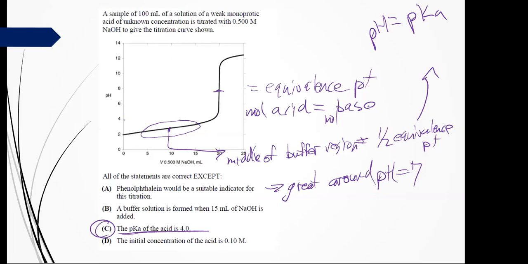Now, I have a question. Why, taking the negative log of the 10 to the negative 2 at the starting point, doesn't it give you 0.10 molarity? It gives you... because we don't know that concentration.